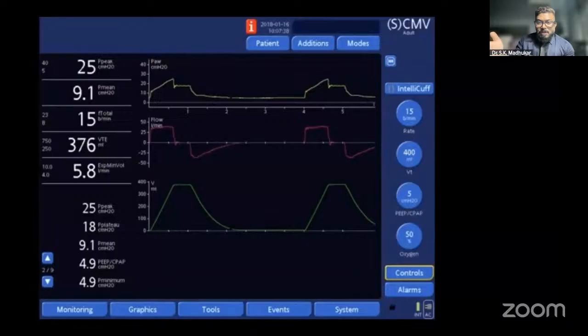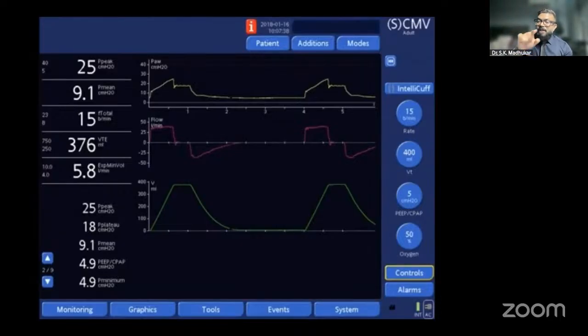And now once there is decreased lung compliance, you have set the tidal volume because you want a lung protective ventilation. The PEEP here is 5 centimeter H2O and the plateau pressure is 18. So plateau minus PEEP, 18 minus 5, is 13. 13 is the driving pressure. So if 13 is the driving pressure, this is the acceptable driving pressure.